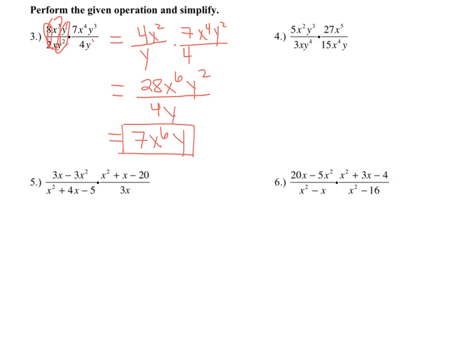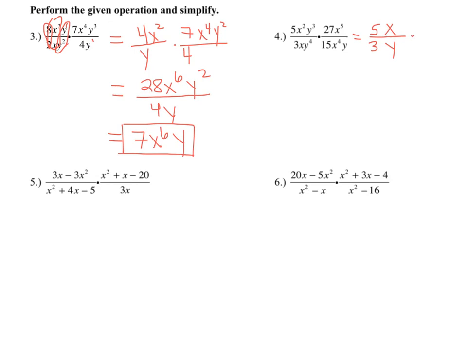Same idea on the next one. So we have 5 and 5/3. X squared divided by x would leave us with an x. Y cubed divided by y to the 4th would give us y to the negative 1st, or the y goes on the bottom. There are more y's down below than on the top.